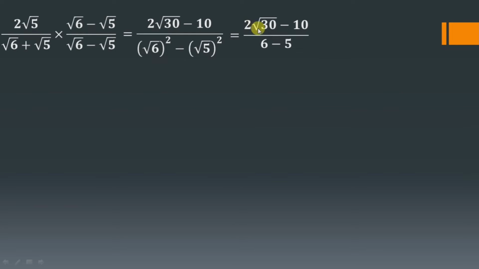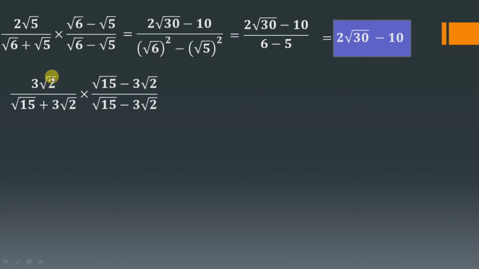So now 2 root 30 minus 10 divided by the square of root 6 is 6 minus the square of root 5 is 5. So now I will get 2 root 30 minus 10, and 6 minus 5 is 1, so we will not write it. That is the value of 2 root 5 divided by root 6 plus root 5 is equal to 2 root 30 minus 10. Now the third expression, that is 3 root 2 divided by root 15 plus 3 root 2.